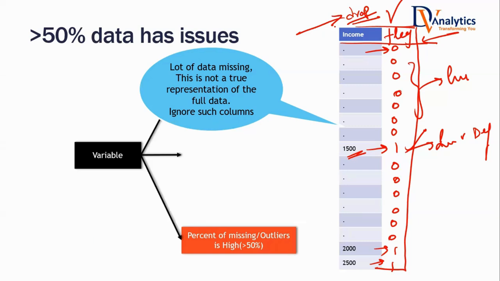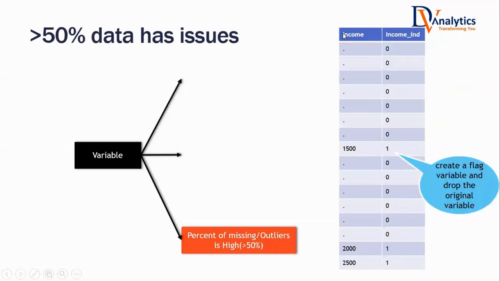So max to max, if you want to take something out of it, what can you do? Create a flag variable, or an indicator variable. What are the values taken by that indicator variable? 0 or 1. If it is missing, 0, otherwise 1. So instead of using this variable, which variable will you use in the model? Flag variable, or indicator.